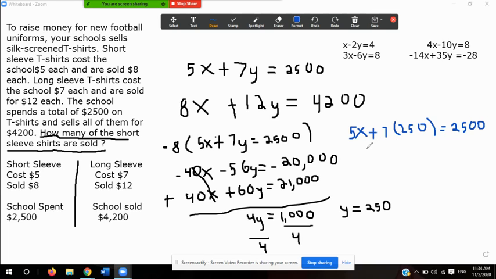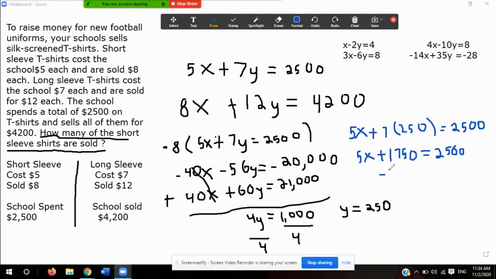So basically 5x stays the same. 7 times 250 is actually 1,750. And then equals 2,500, which means that I can solve for x, and that is going to give me the answer that I'm looking for. So we simply subtract by 1,750, excuse me, on both sides.